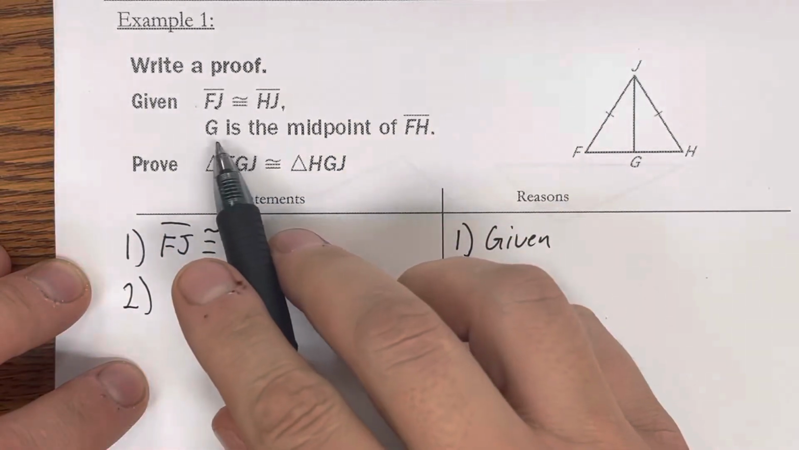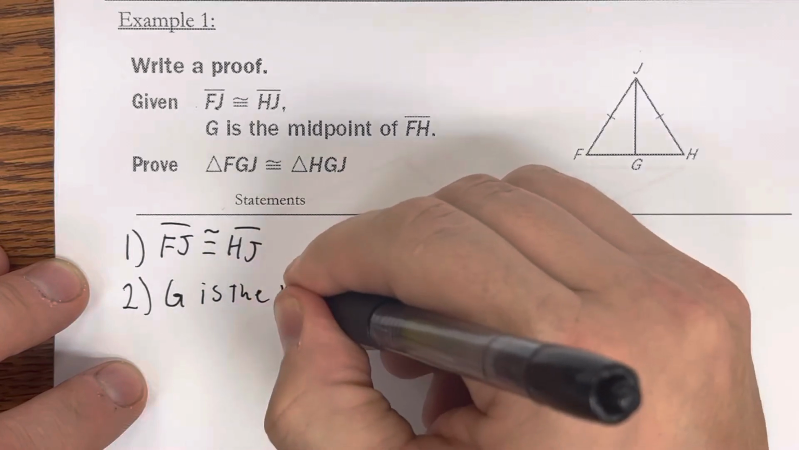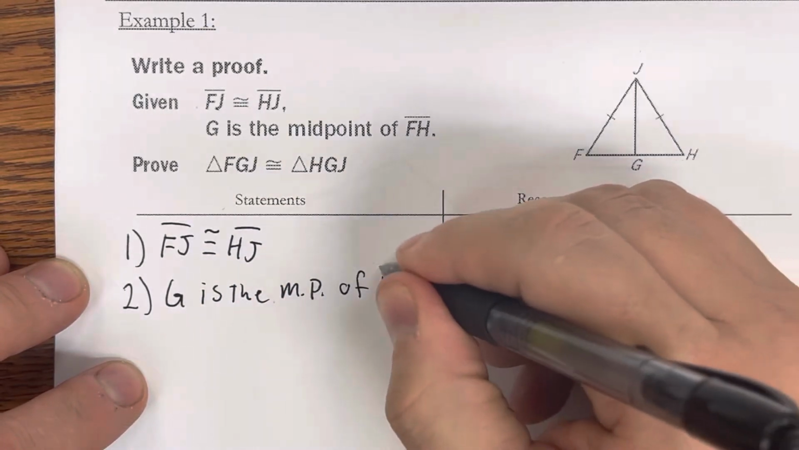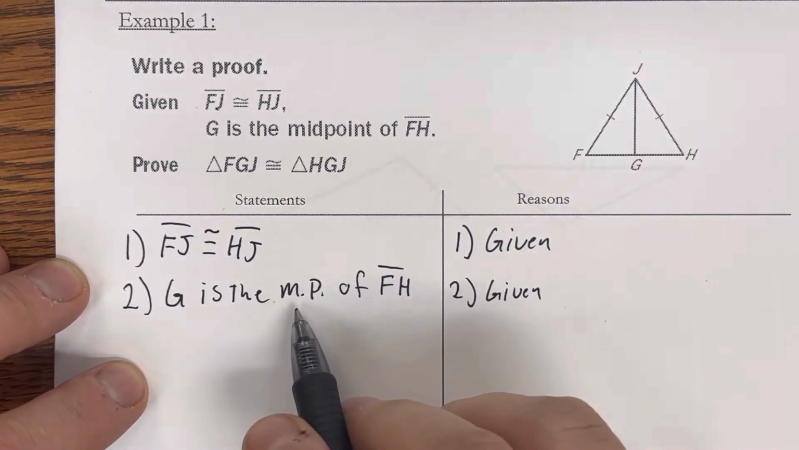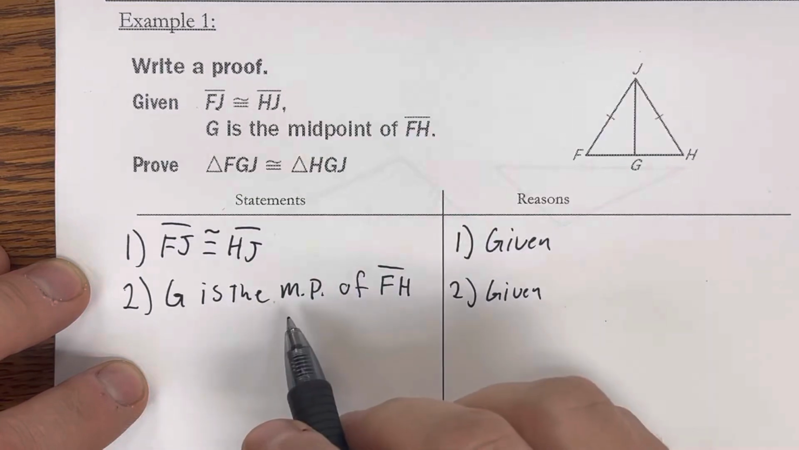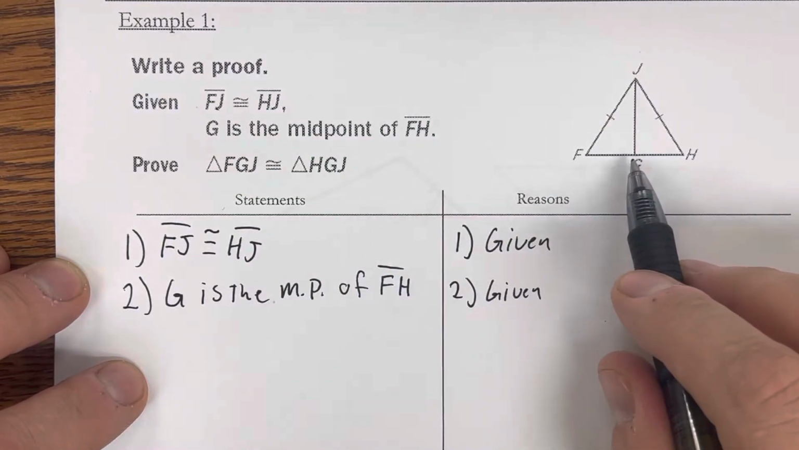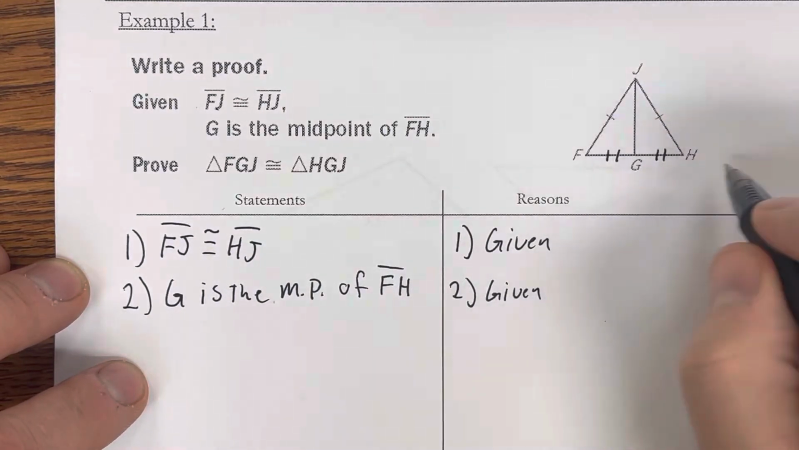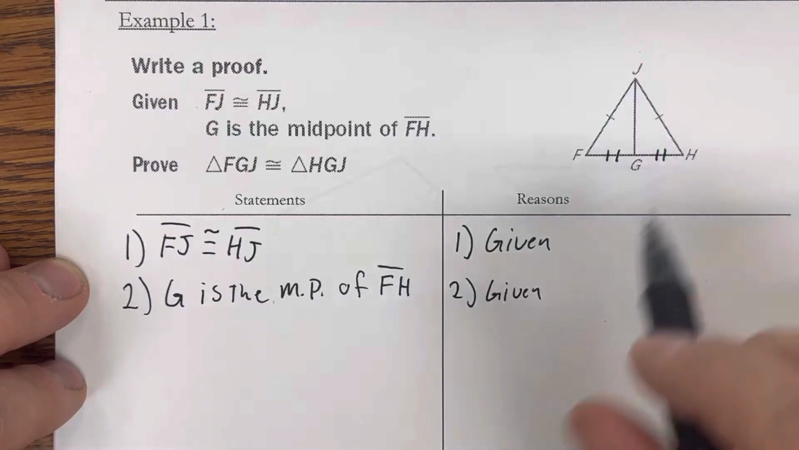So my next given says G is the midpoint, I'm going to abbreviate midpoint, of FH, given. So now, since I'm given a keyword midpoint, I'm going to have to use this given, all right? When I look at the diagram, if G is the midpoint, that tells me that these two segments are congruent because it cuts the whole thing in half. So that's going to be my next step. I need to write in that those segments are congruent.